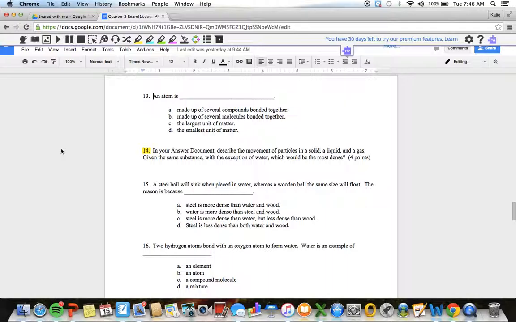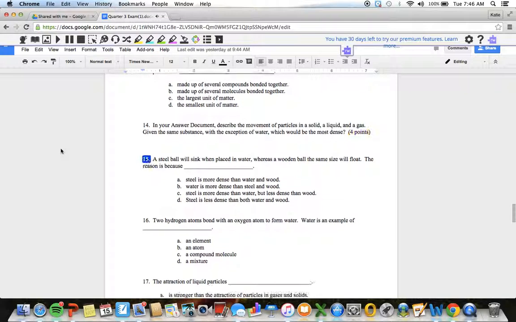14. In your answer document, describe the movement of particles in a solid, a liquid, and a gas. Given the same substance, with the exception of water, which would be the most dense? 4 points.